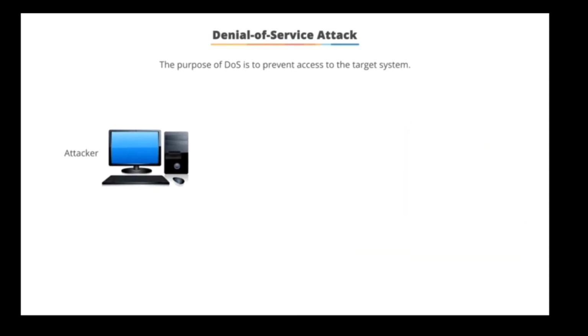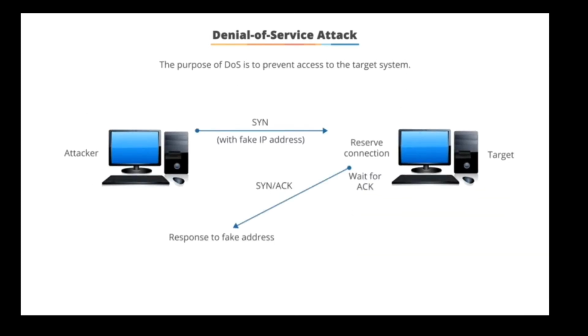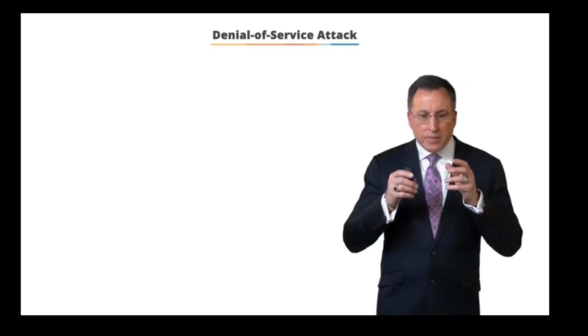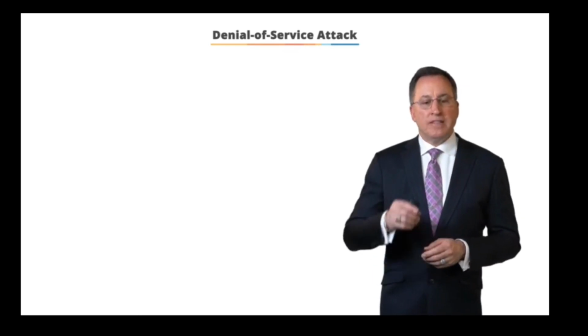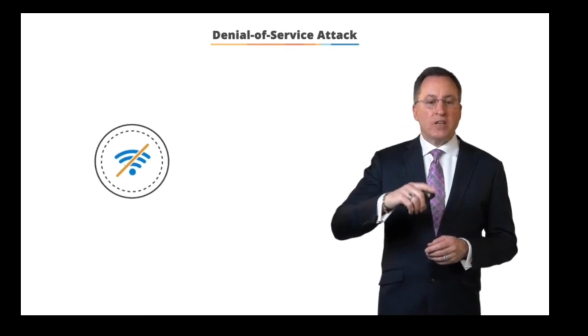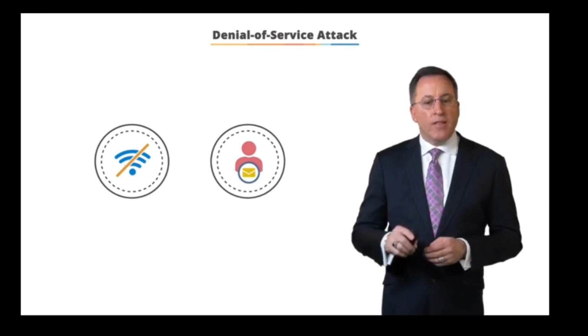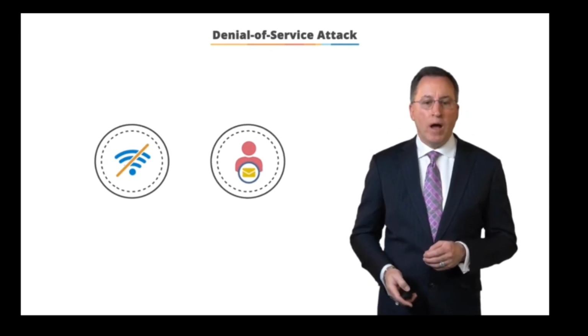The purpose of a denial of service attack can be simply to prevent access to the target system, or the attack can be used in conjunction with other actions to gain unauthorized access to a computer or network. This can be accomplished by crashing the system, taking it offline, or by sending so many requests that the machine is simply overwhelmed. Let's talk about a distributed denial of service.